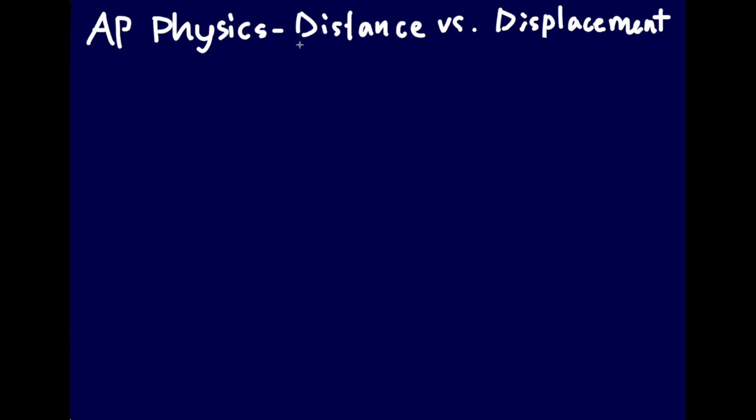I'm going to be going over the differences between distance and displacement. So what is distance and what is displacement? To see the differences between the two, I think it's best to consider an example. Imagine there's a person and a bird, each trying to get to the top of the same mountain.